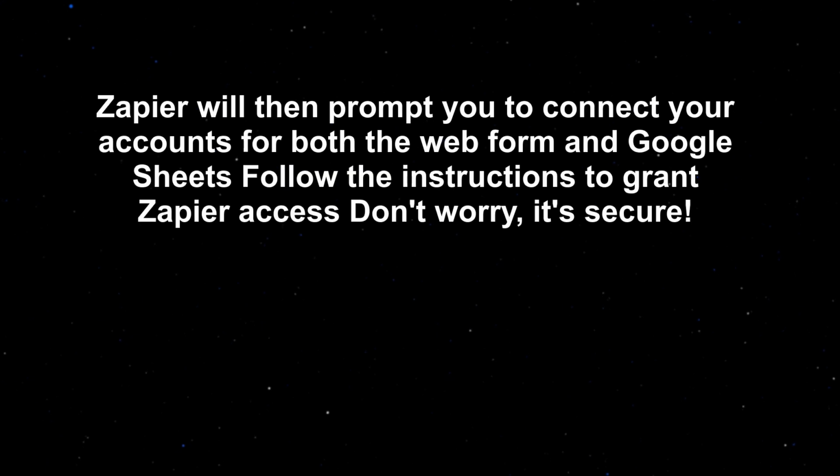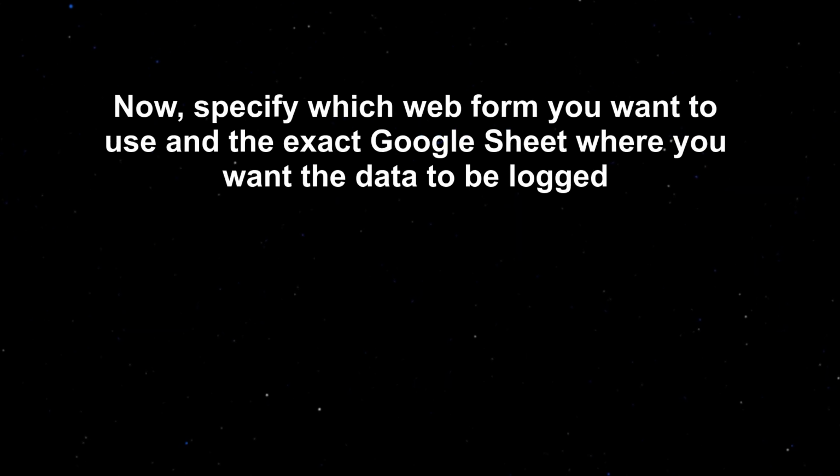Next, select Google Sheets as the action app. This tells Zapier where to send the data. Zapier will then prompt you to connect your accounts for both the web form and Google Sheets. Follow the instructions to grant Zapier access. Don't worry, it's secure. Now, specify which web form you want to use and the exact Google Sheet where you want the data to be logged.